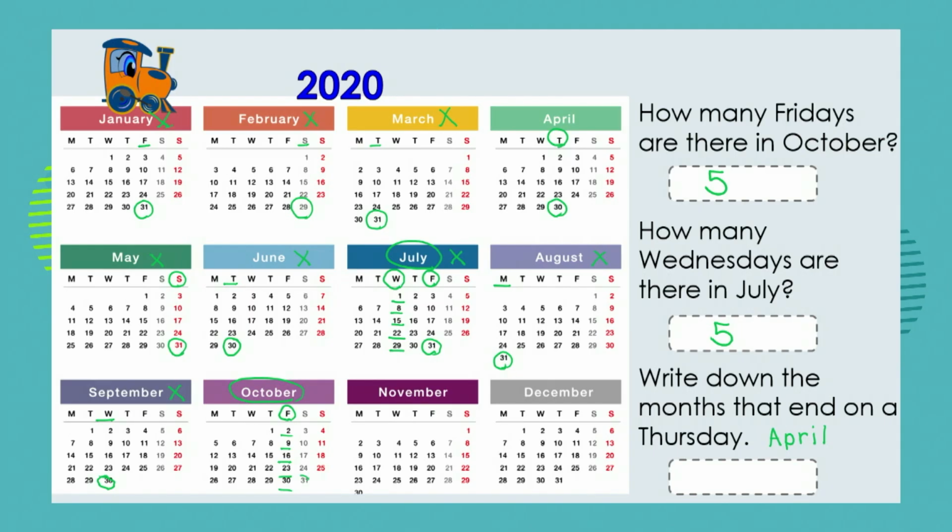October ends on the 31st, which is a Saturday. So we don't include October. And November ends on the 30th, which is a Monday. So we don't include November. And our last month of the year, December, ends on a Thursday, which is the 31st. So we can write December. So only April and December are the 2 months that end on a Thursday. So can you see, grade 1s, how the calendars help us to know which days of the week and months of the year certain things happen?